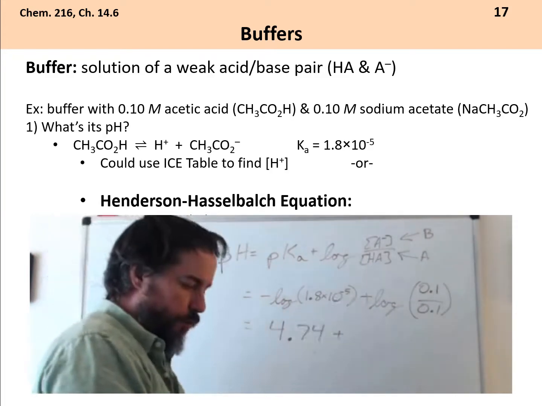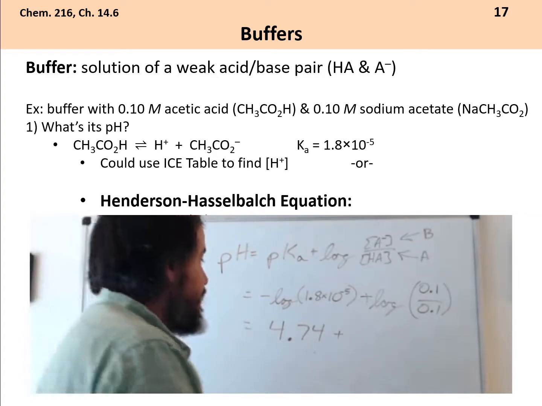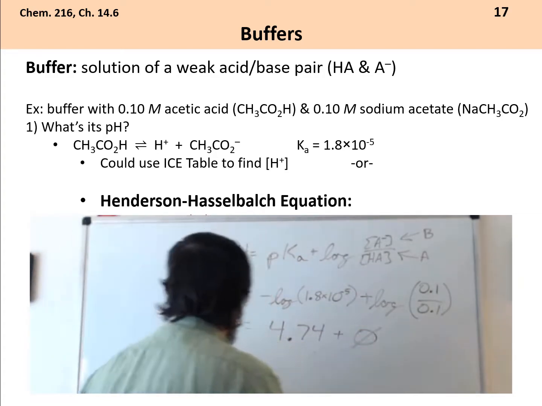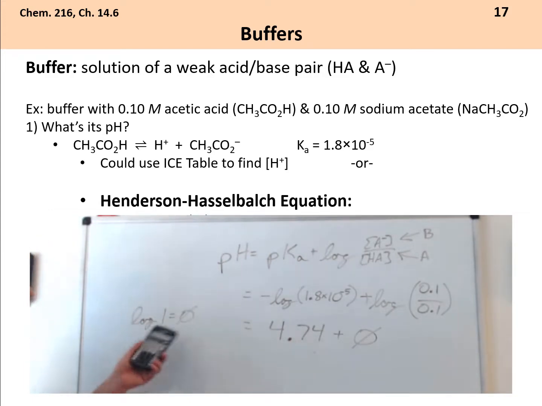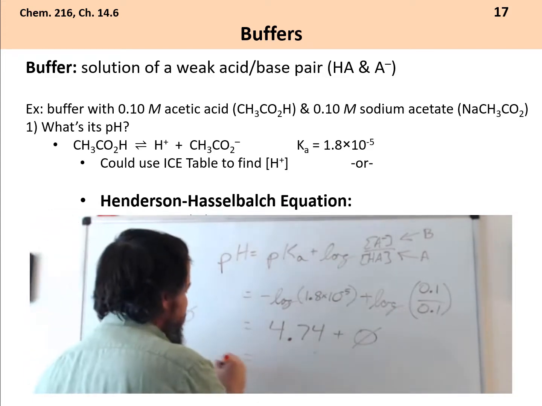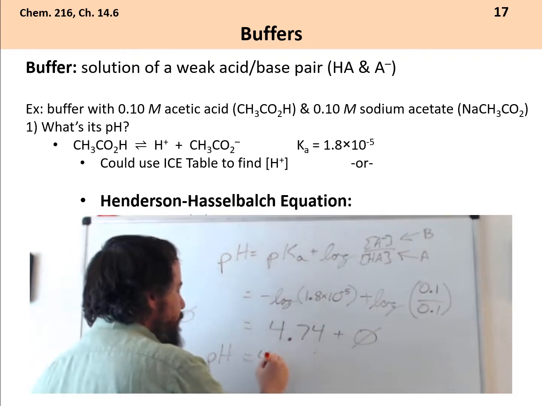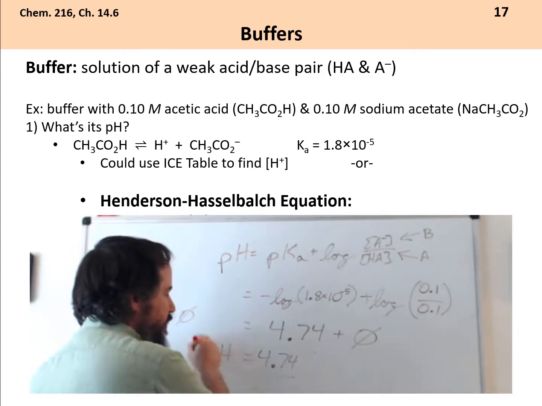This will be log of 1. The log of 1 is 0. Okay? You should know this or get used to this. We'll use this a couple times. All right, so that means the pH for my buffer is 4.74.